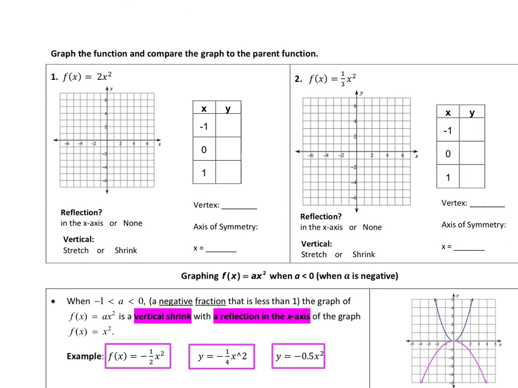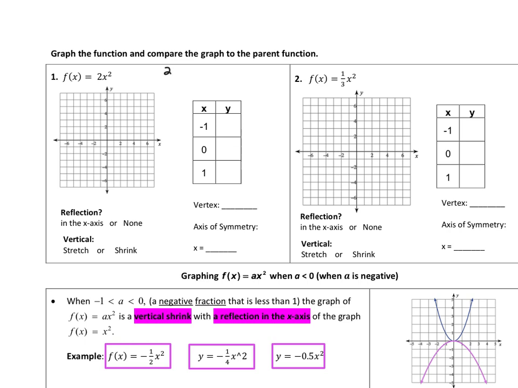For this next one, we're going to graph the function and then compare the graph to the parent function. So basically describing whether there is a reflection, vertical stretch, or vertical shrink. For the first one, f of x is equal to 2x squared. Remember, we have to graph it first, so we need to plug in values of x to find values of y.